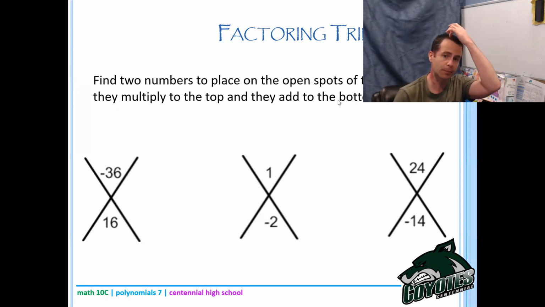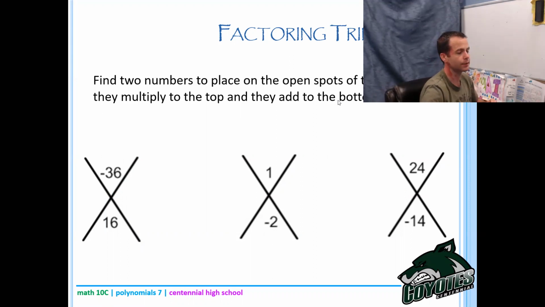We need to find two numbers that multiply together to give you -36 and add together to give you 16. What I want you to do is start writing down factors of 36. If I want two numbers that multiply together to give me a negative number, and add together to give me a positive number, that means one number has to be negative, and it also tells me that the bigger number has to be my positive.